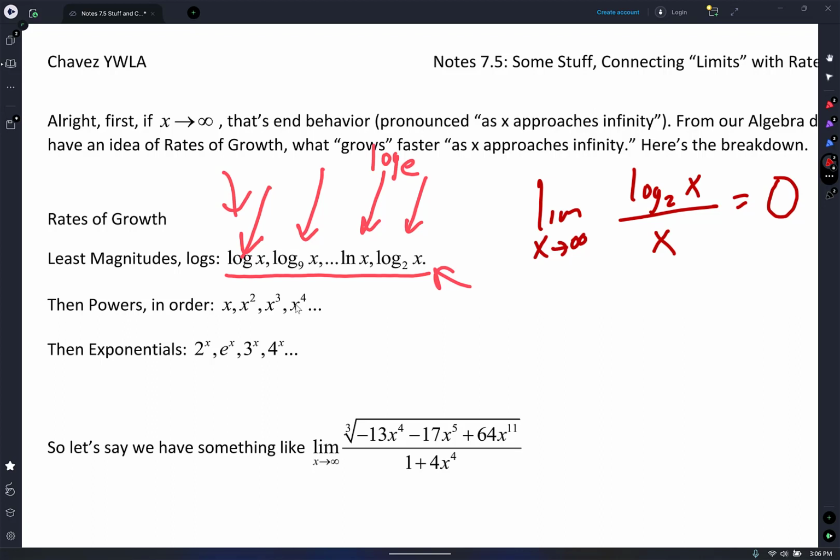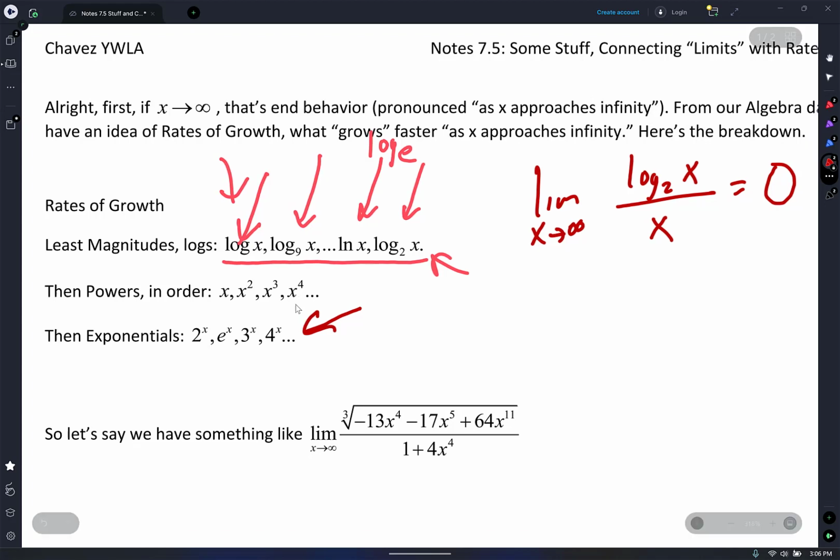I just wanted to get you guys experience. What grows faster than powers? Exponentials. Is there anything that grows faster than exponentials? There is: factorials. If I have something like x factorial, that grows faster. But we're not going to talk about those just yet because that's beyond the scope of the sequence of this course, so we don't have to worry about it. And I don't think Delta Math asks you questions like that. If they do, let me know, and we'll talk about it.